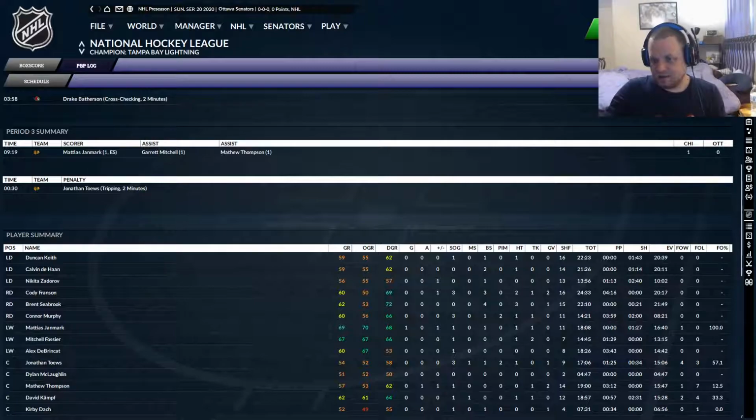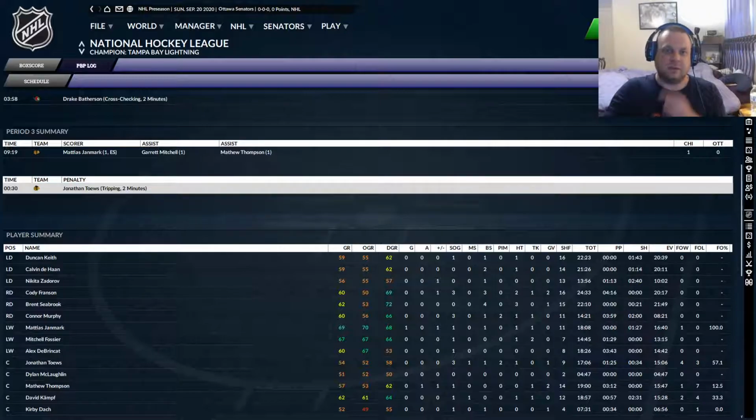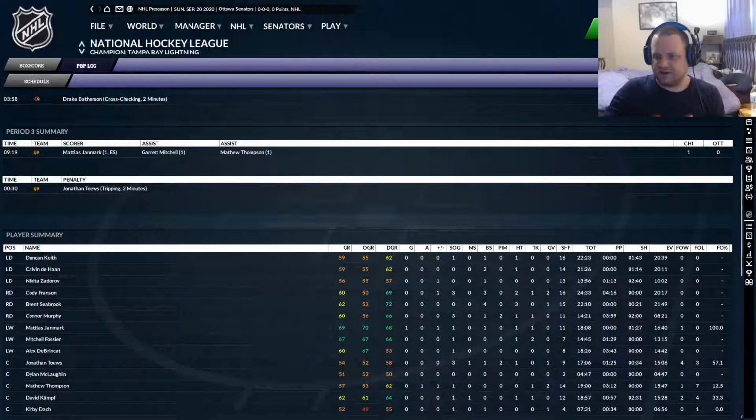Alright, so we talked about shifts, total time on ice. PP is the time spent on power play by that player. So Cody Franzen spent 4 minutes and 16 seconds on the power play in that particular game, and SH is the amount of time spent killing penalties short-handed. So Franzen, for example, spent 4 minutes and 16 seconds on the power play but didn't kill penalties. So that kind of tells us that he's probably a little bit more of an offensive-minded defenseman.